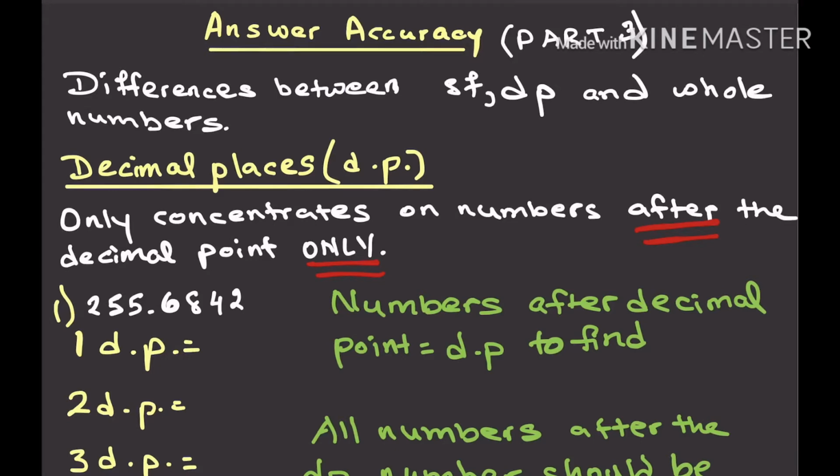In my previous two videos, I explained how you can change non-exact or decimal numbers to whole numbers or to a certain number of significant figures. In this video, I will be explaining to you how you can change decimal numbers to a certain number of decimal places. For example, if the question tells you to change a decimal number that you get in your answer to 1 dp, 2 dp, 3 dp, etc.